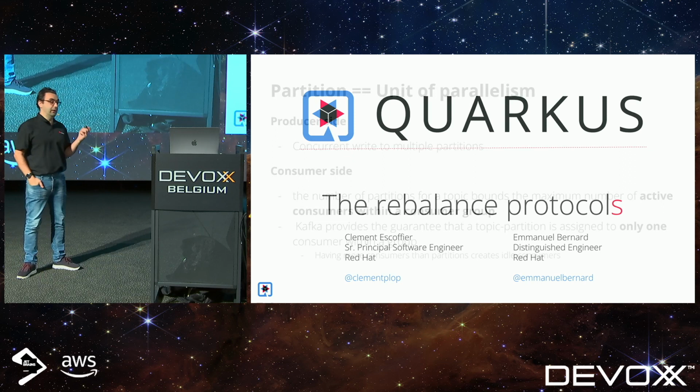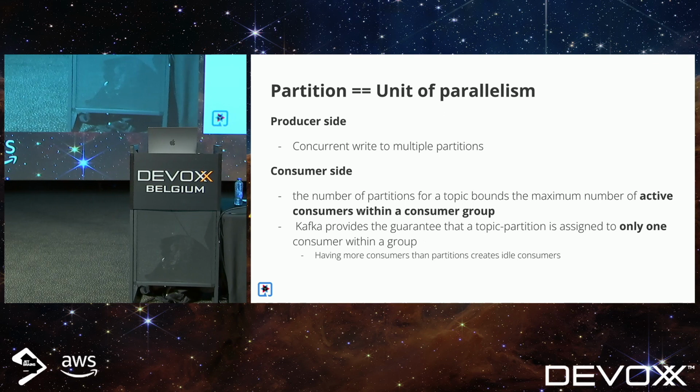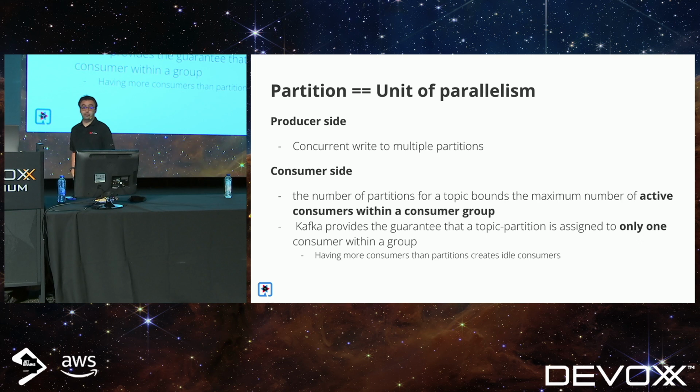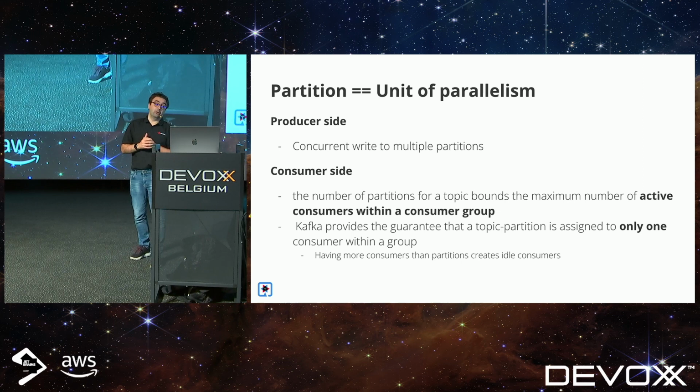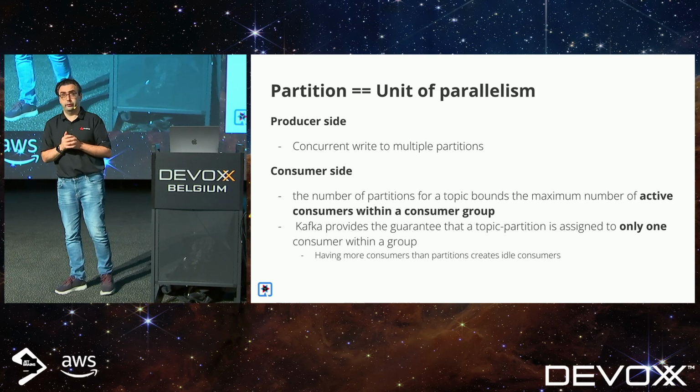So remember that the partition is a unit of parallelism in Kafka on the consumer side. On the producer side, you have concurrent writes to multiple partitions using these batches. And on the consumer side, the number of partitions for a topic bounds the maximum number of active consumers within a consumer group. So three partitions, three consumers, and so on, and each one gets assigned a partition.